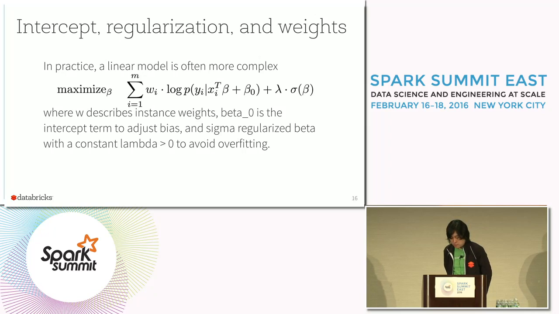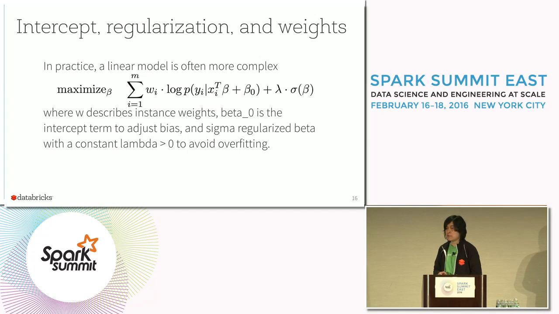So in practice, when you use those models, you don't use the basic formulation. You make certain modifications to the models. And usually this is the objective you use in practice. Let's look at the differences. The first one is the w_i. That's a multiplier in front of the log likelihood for each instance, and this is the instance weight.